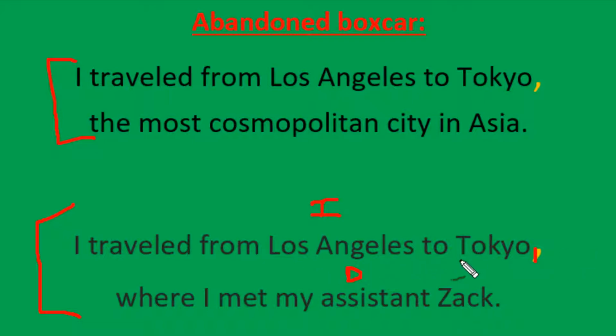I traveled from Los Angeles to Tokyo. Tokyo is the word that sits right there. That's the noun. And then this part should theoretically define what is Tokyo, where I met my assistant Zach. Does that define Tokyo? No. In this case, there would be no comma.